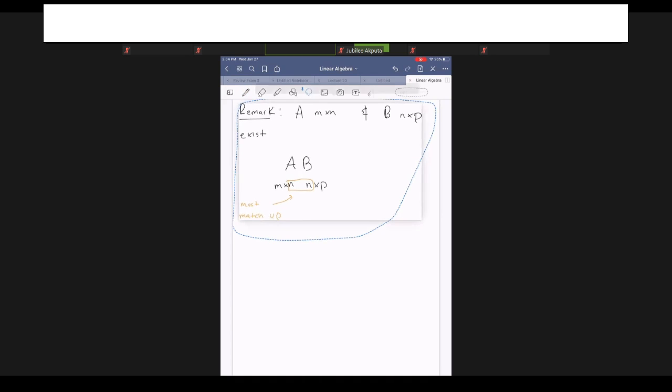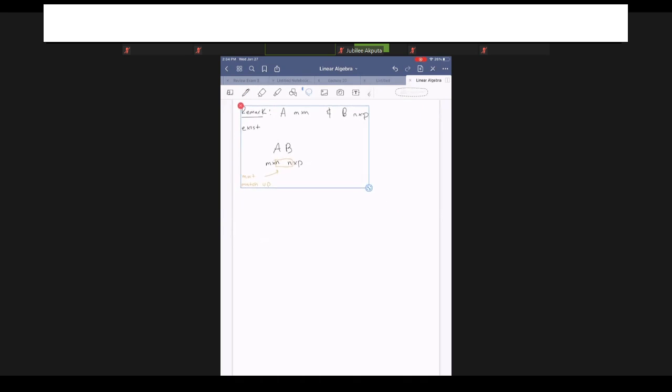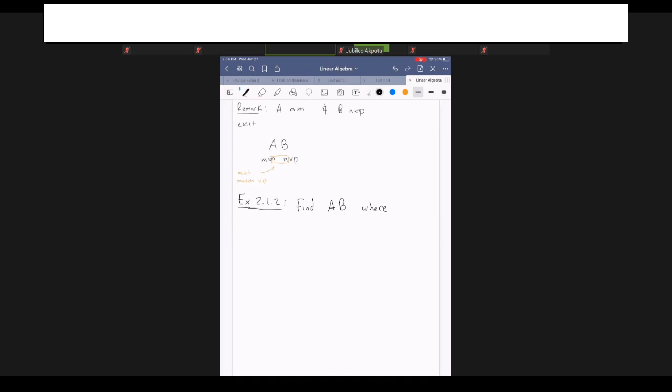So let me shrink this down. All right, let's do an example in matrix multiplication now. Example 2.12. Find AB where A is equal to 2, 3, 1, minus 5, and B is equal to 4, 3, 6, 1, minus 2, 3.